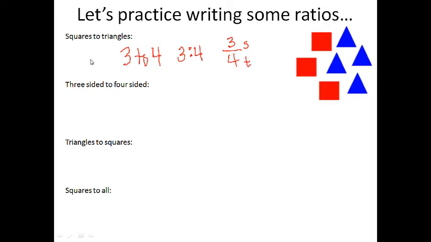Now let's think, is this part to part or is this part to whole? This one is part to part because it's 2 different items. We didn't count all of the shapes. Okay?